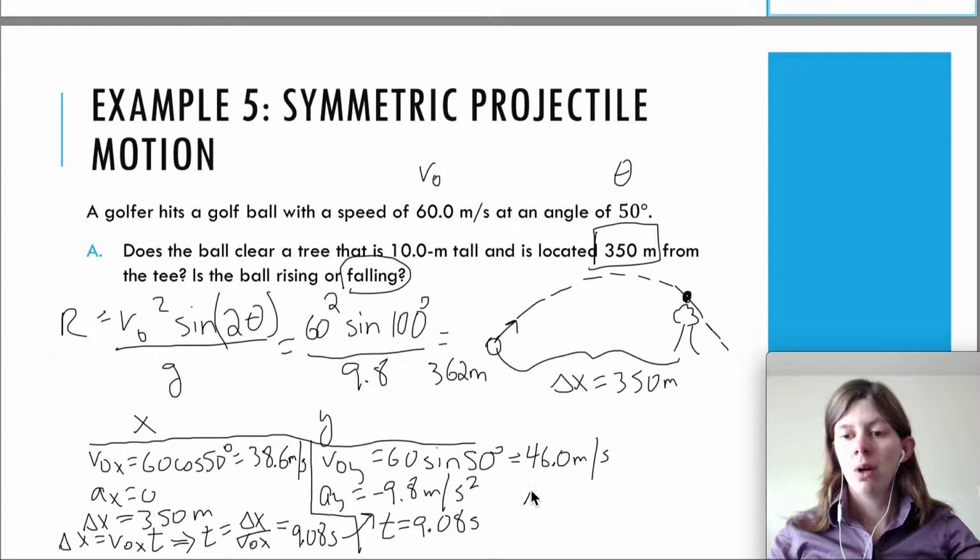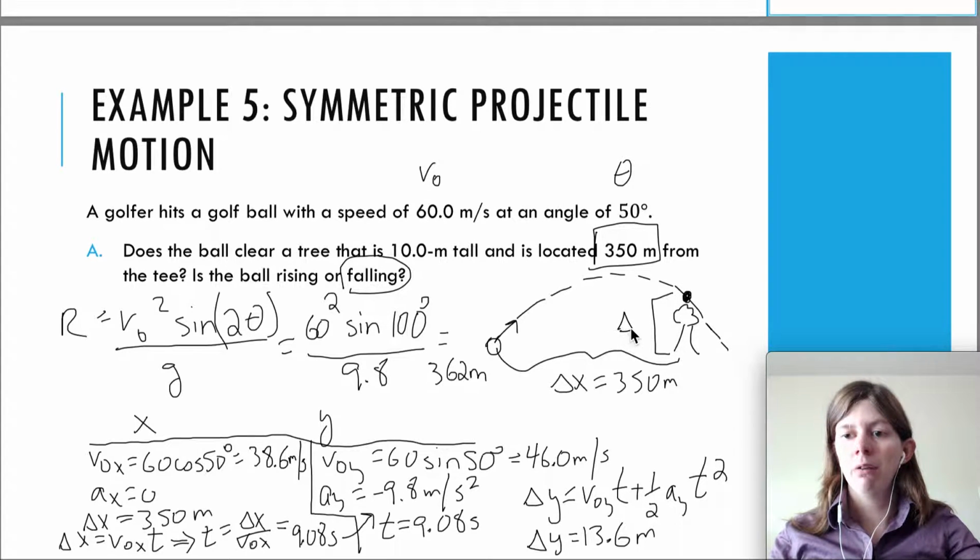So I'm going to use our most often used equation. Delta y is v_0y t plus 1/2 a_y t squared. Since I don't have much room, I won't plug in all the numbers, but they're right here. Multiply 46 by 9.08. Then you add 1/2 times negative 9.8 for the a_y times 9.08 squared. That will give us a delta y. We got 13.6 meters. So that's the height, delta y, of the ball. Since the tree is only 10 meters tall, that means that it will clear the tree.